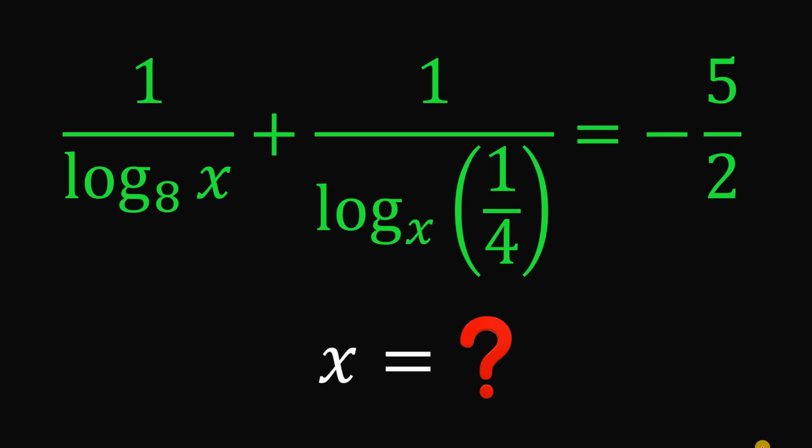For today's video, we will answer a math challenge given by one of our followers. And the question goes like this. Solve for the value of x that satisfies this equation: 1 over logarithm of x to the base of 8 plus 1 over logarithm of 1/4 to the base of x equals -5 over 2.